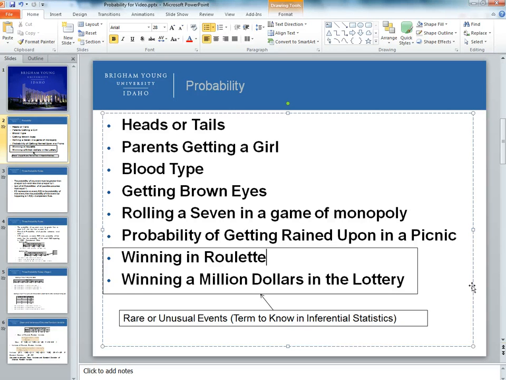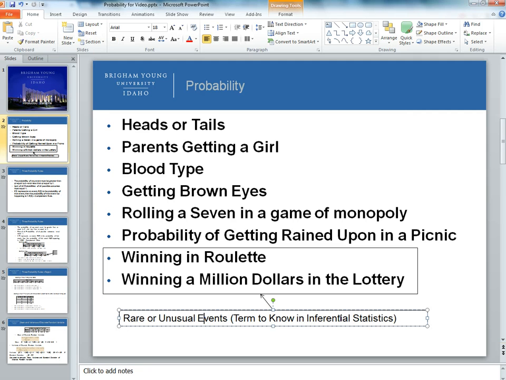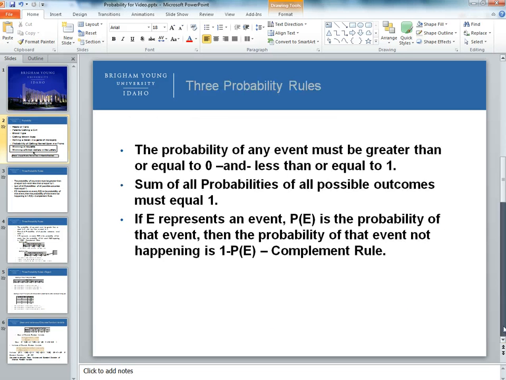Winning in Vegas or wherever gambling place, in roulette, for instance, you can guess the correct color or the correct number, and guess it correctly. And then winning $1 million in a lottery, or winning a certain amount of money in the lottery. Now, winning $1 million is an example of a rare and unusual event, a phrase we'll get into more fully in Unit 2 when we cover inferential statistics.